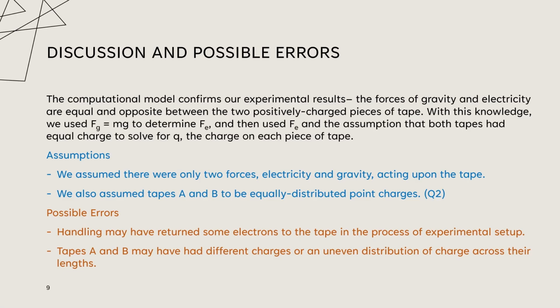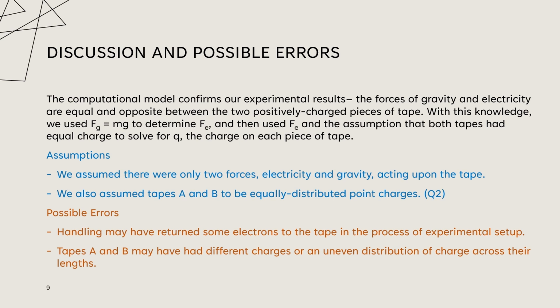So for some discussion and possible errors, the computational model confirms our experimental results. The forces of gravity and electricity are equal and opposite between the two positively charged pieces of tape. With this knowledge, we used Fg equals mg to determine Fe, and then used Fe and the assumption that both tapes had equal charge to solve for Q, the charge on each piece of tape. So as just stated, this did rely on a few assumptions. So we assumed there were only two forces, electricity and gravity, acting upon the tape. And we also assumed tapes A and B to be equally distributed point charges. So that answers question 2 from the lab document.